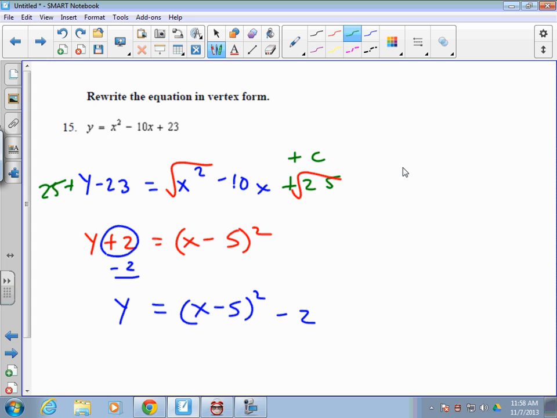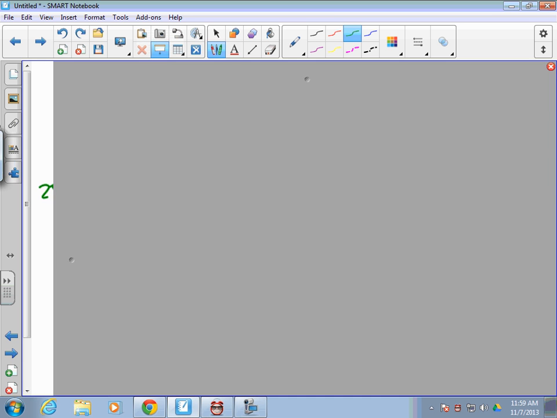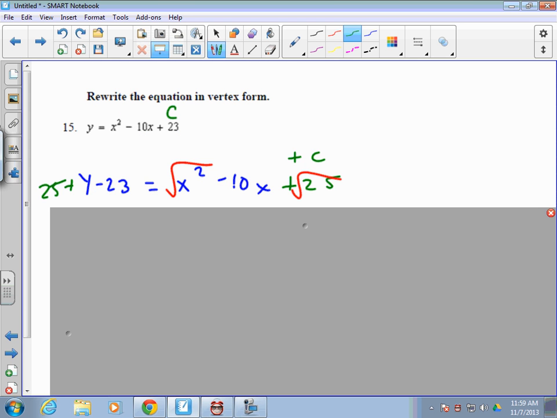15 says y equals x squared minus 10x plus 23. Plus 23 is not an acceptable c value because it won't make a perfect trinomial. So you have to subtract 23 on both sides. So you have x squared minus 10x, and you have y minus 23 on the left. Now you have to find c's value.